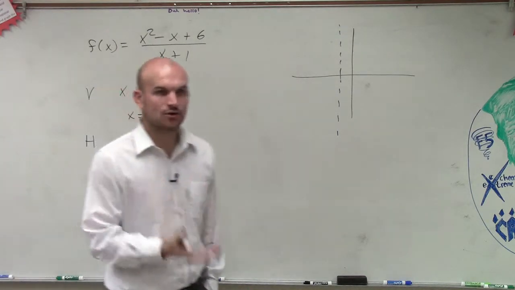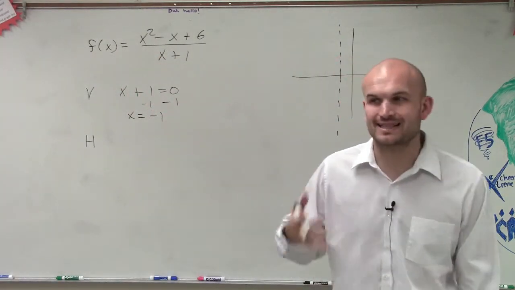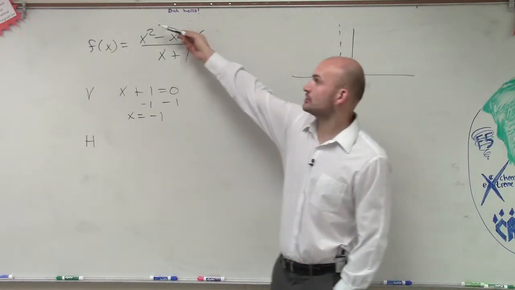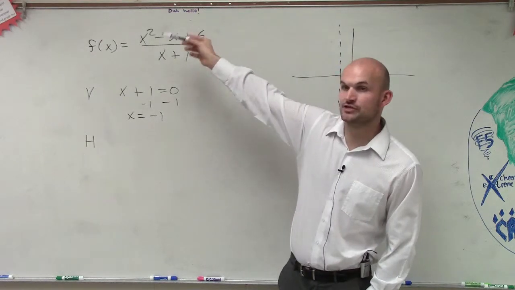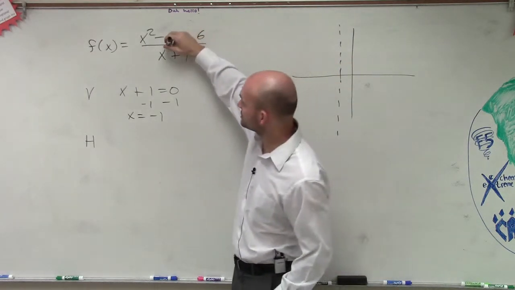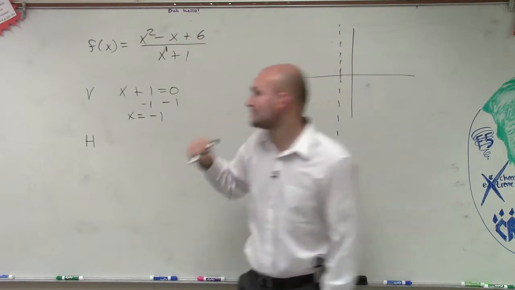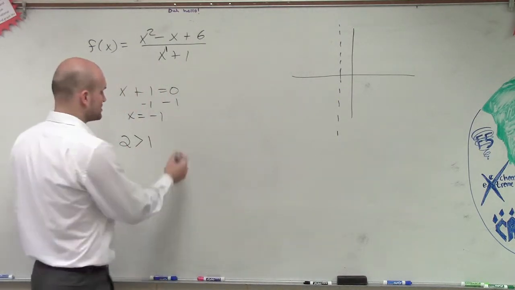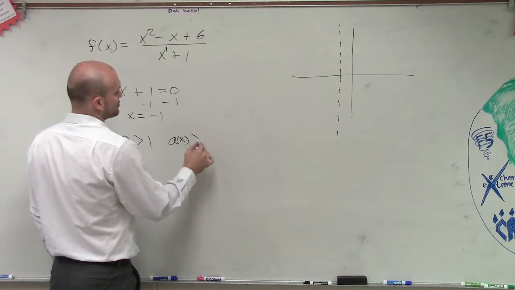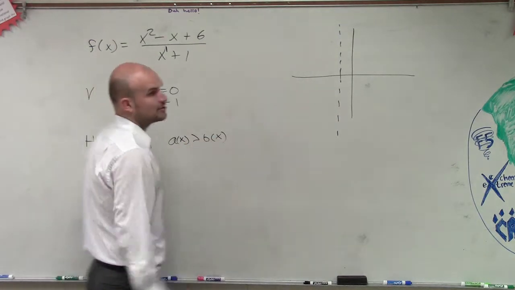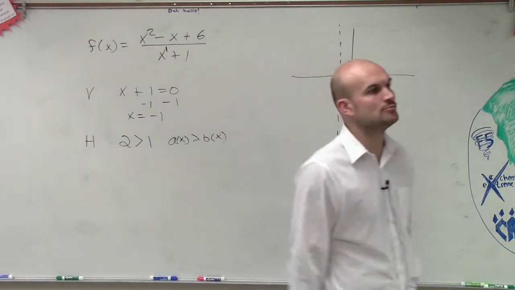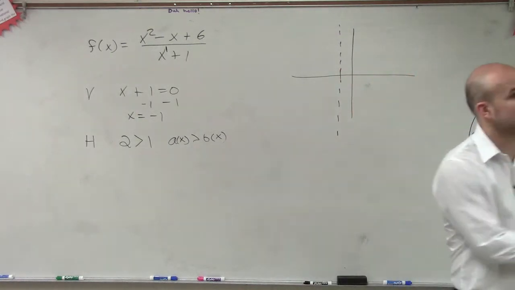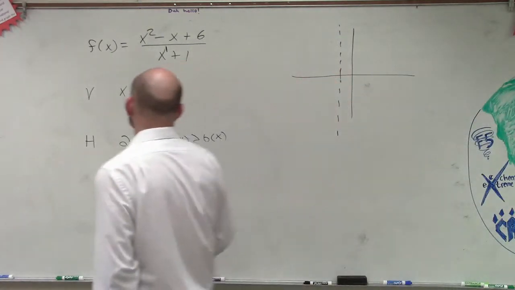So remember, by looking at the horizontal asymptotes, we're going to look at the degree of each polynomial. So right now we have a degree of 2, and we have a degree of, remember, if it's just a variable, we have a degree of 1. So right now we have 2 is greater than 1, which is the same thing as a of x is greater than b of x. So by looking at your notes, whenever the degree of your numerator was larger than the degree of your denominator, you had no horizontal asymptote.